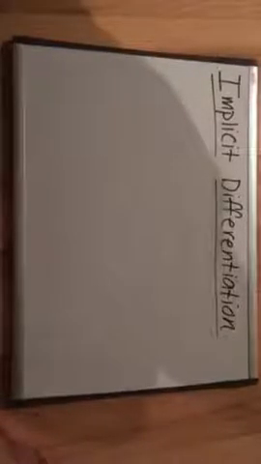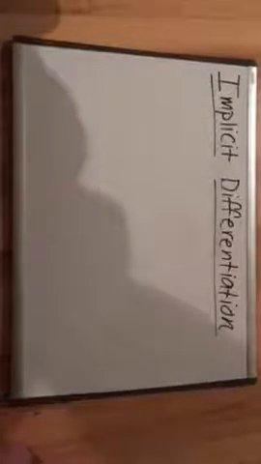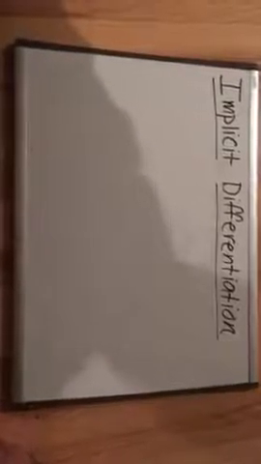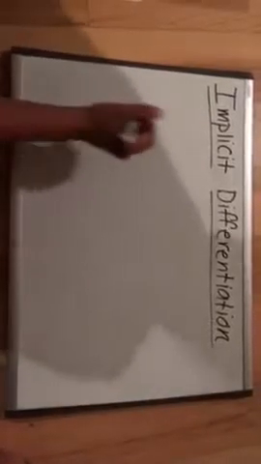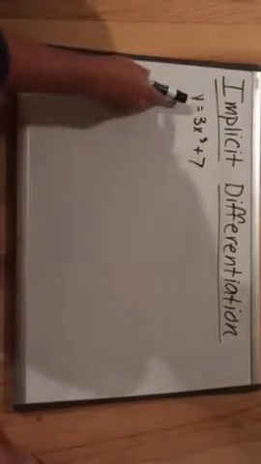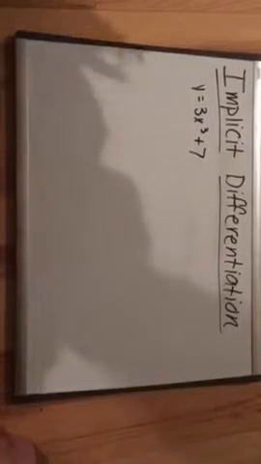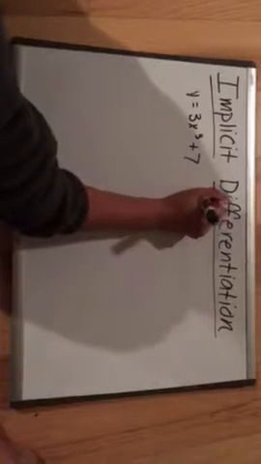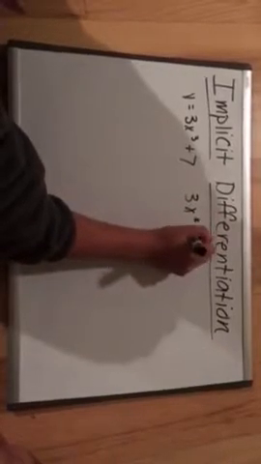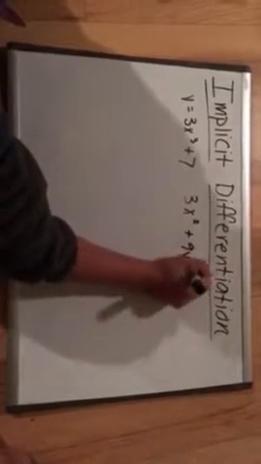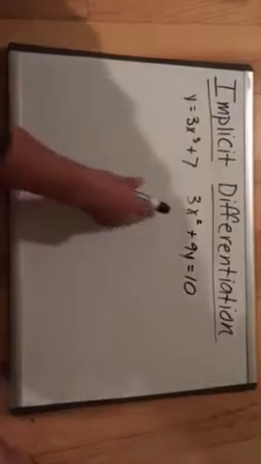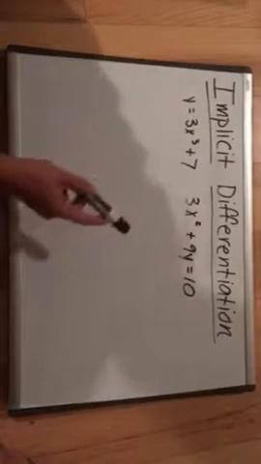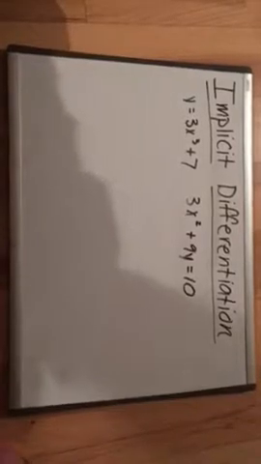Okay, so for my video, I'm going to be talking about implicit differentiation. Most of the equations that we have been working with now are written in the explicit form, like y equals 3x cubed plus 7, where y is isolated by itself. However, for implicit differentiation, we sometimes will have equations written in implicit form. For example, 3x squared plus 9y equals 10. For this equation, it is written in the implicit form because you cannot isolate y by itself.